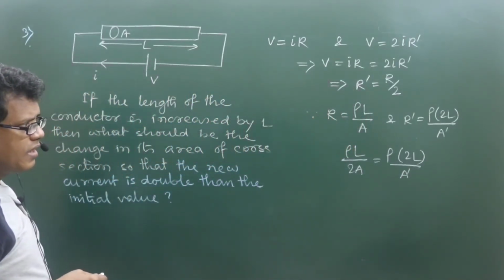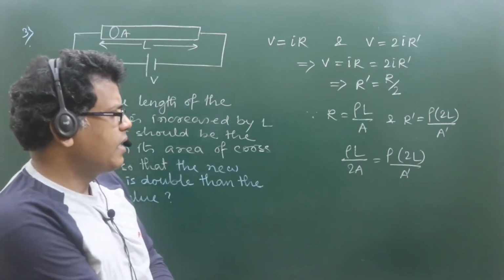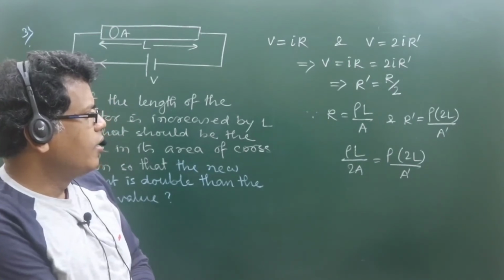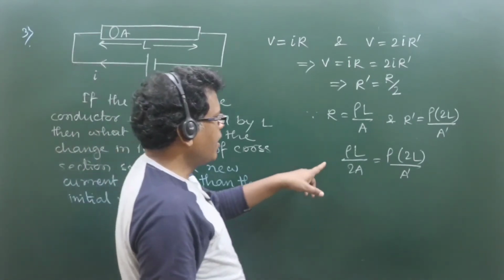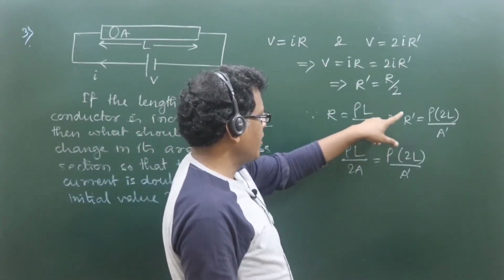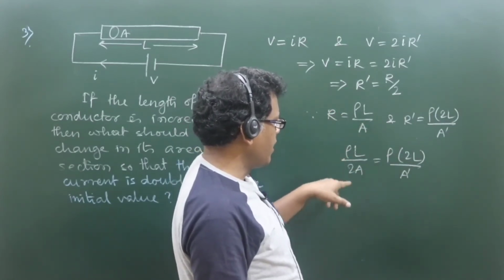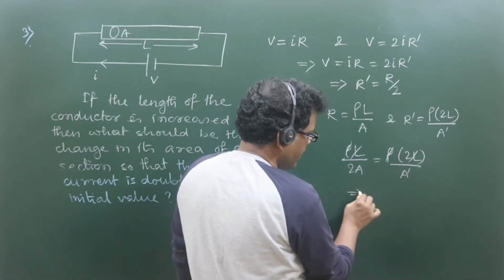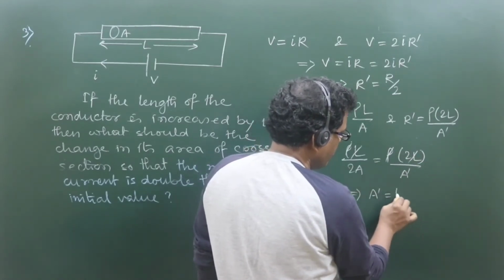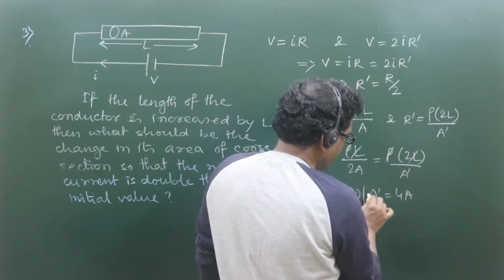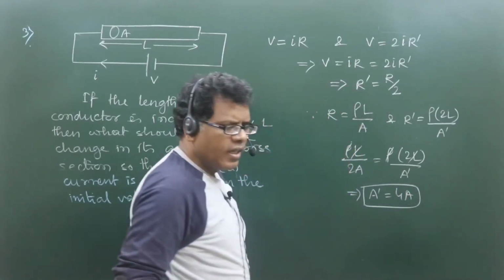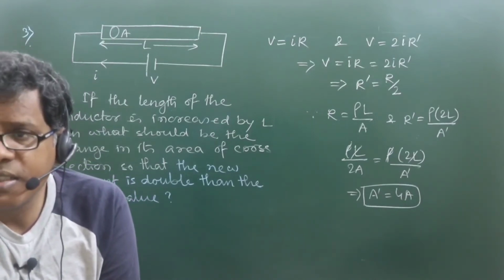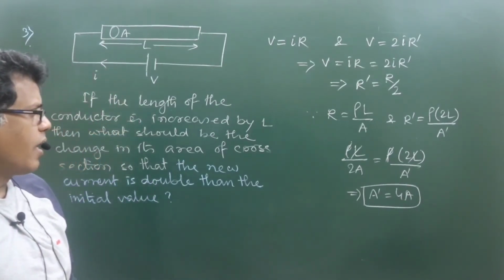If the new resistance becomes half of the initial value, R dash is R by 2. So instead of R dash, I can write R by 2, and for R by 2 you can write rho L by 2A. So rho L gets cancelled out, and A dash is equal to 4 times A, correct. This time the area of cross section needs to be 4A1, that is A2, correct.